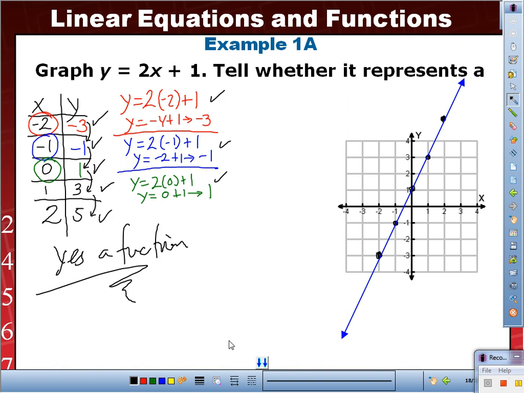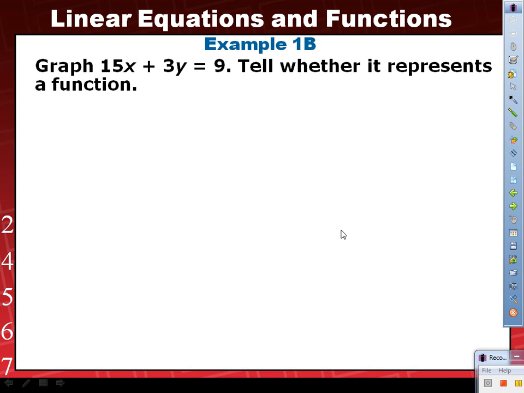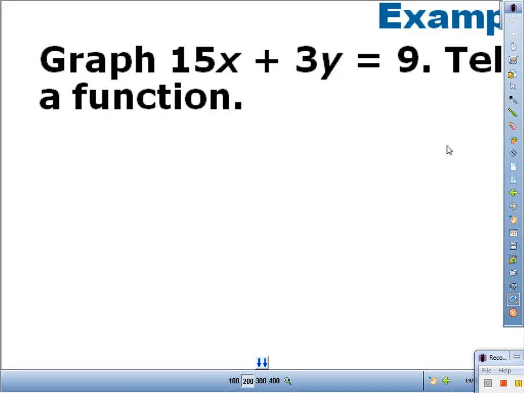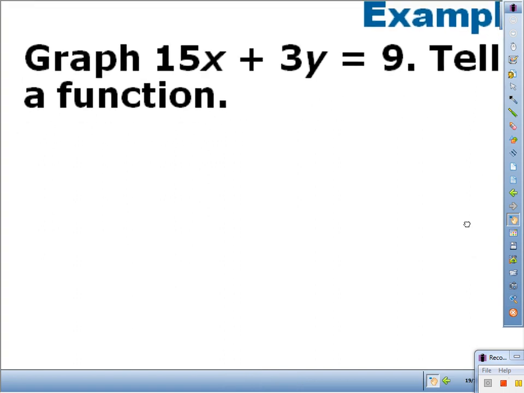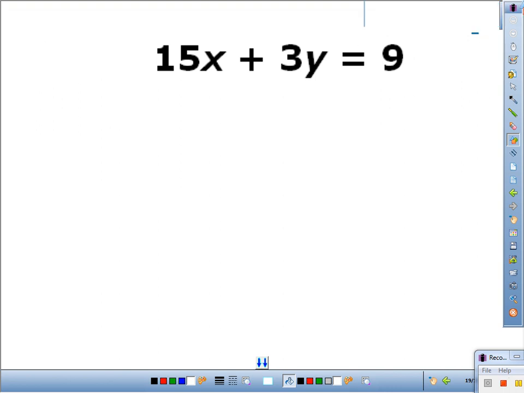All right. Let me go to example 1b. Writing utensils down, look up to the screen. They give us this equation and they want us to graph it. So you know the first thing that we need to make sure this equation has.